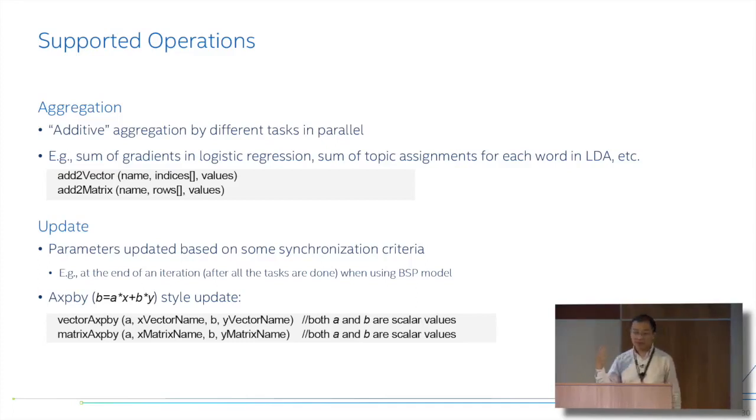There is some add type. It's not necessarily add, but you need to support some commutative and associative aggregation operation. And then you need to update the parameters, typically based on some synchronization criteria. For instance, in a BSP model, you wait for all the tasks to be done, and then you update the parameter at the end of that iteration. For now, an XPBY type of update looks pretty useful for most of the applications we look at, but there could be more general support needed.